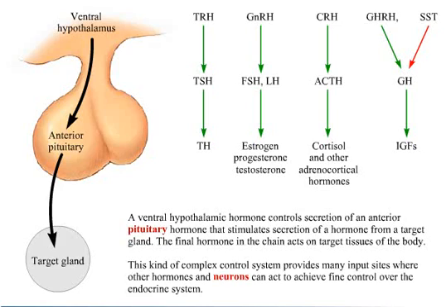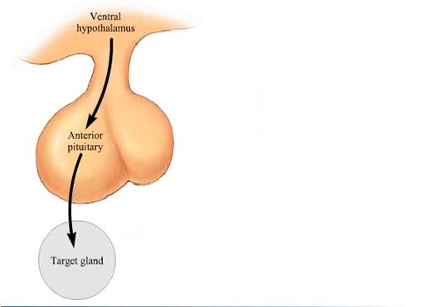This kind of complex control system provides many input sites where other hormones and neurons can act to achieve fine control over the endocrine system. Let's look first at the influence of hormones.